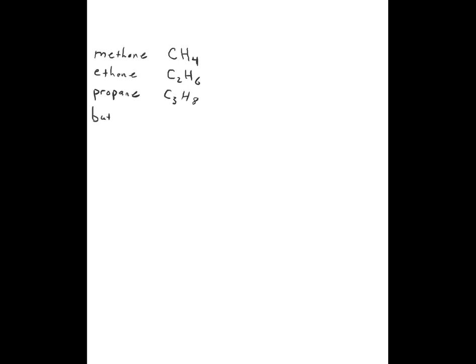Butane, if you've ever seen a lighter, clearly you've seen a lighter, right? These little disposable lighters, C4H10. Okay. Pentane, C5H12. Hexane, C6H14. And there are many of these types of hydrocarbons. These ones make a particular series. These are called alkanes.